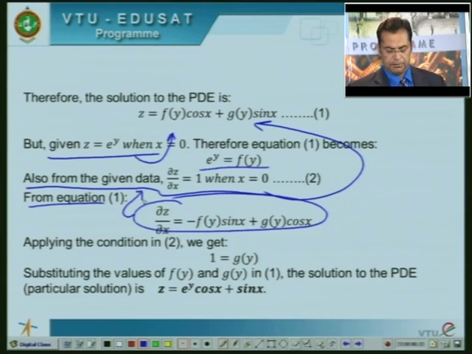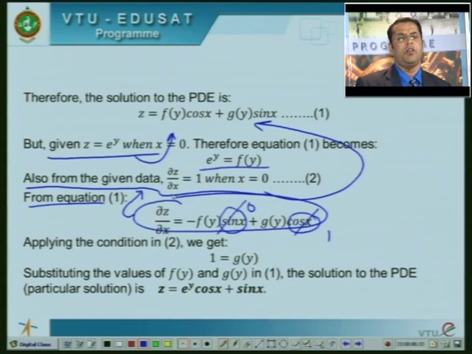So, what happens? The left hand side dou z by dou x will become 1. When you put x equal to 0 in the RHS, sin 0 is 0 and cos 0 is 1. So, this term vanishes, you get just g of y, and the left hand side dou z by dou x value is 1. That gives you the value of g of y as 1.